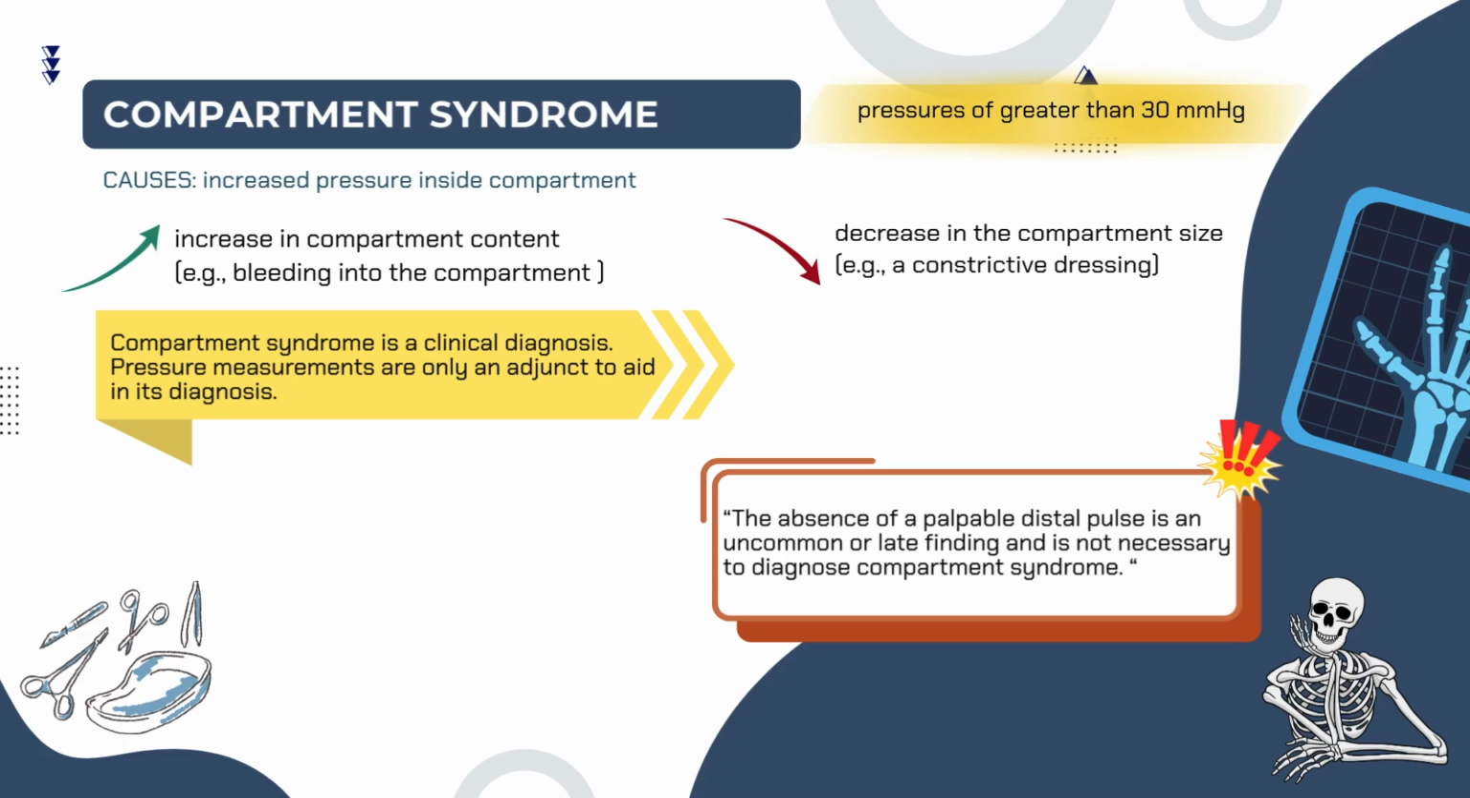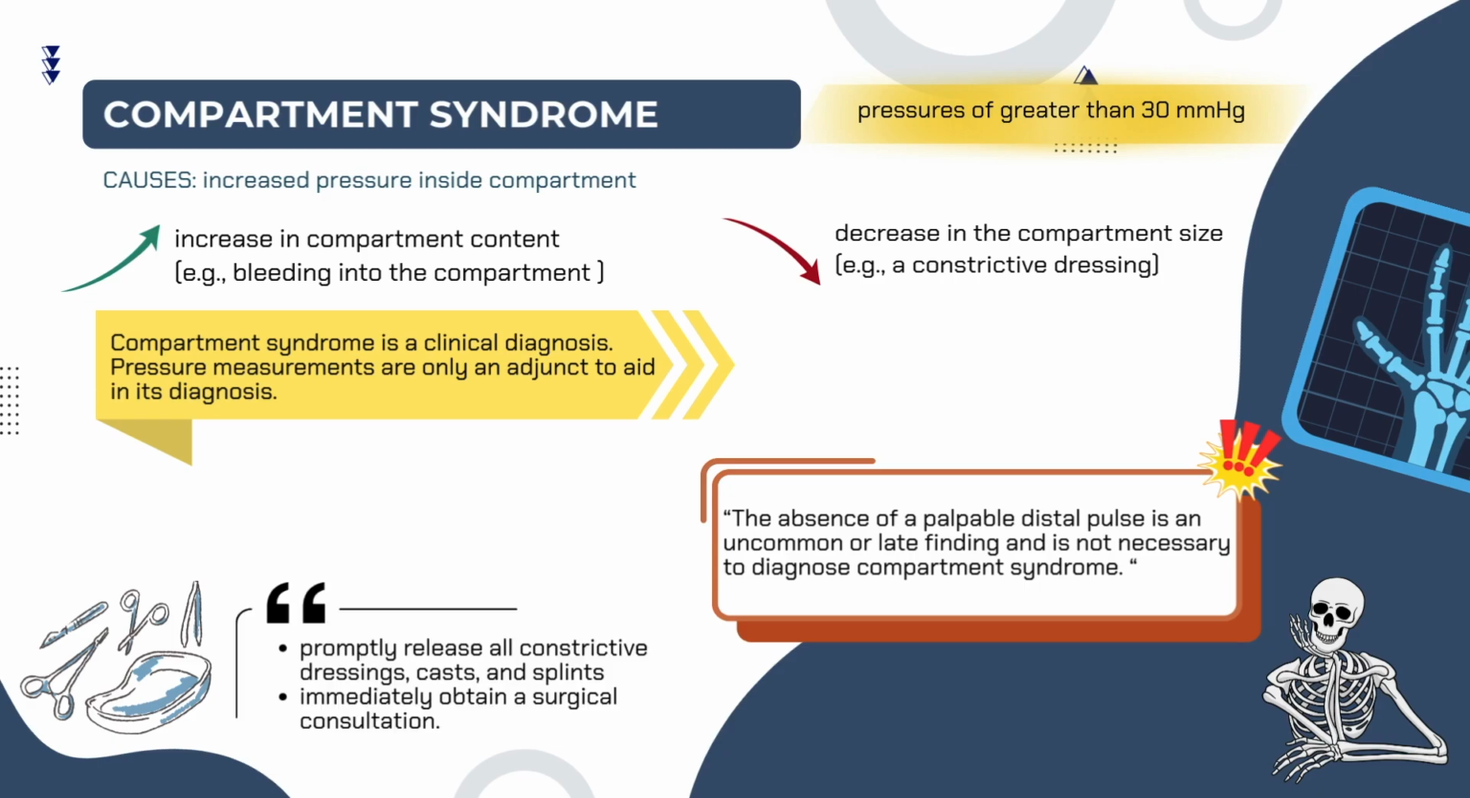The absence of a palpable distal pulse is an uncommon and late finding and it is not necessary to diagnose a compartment syndrome. So, do not wait for the pulse to disappear, or your patient will disappear after that. Promptly release all constrictive dressings, casts, splints and immediately obtain a surgical consultation if you suspect a compartment syndrome.